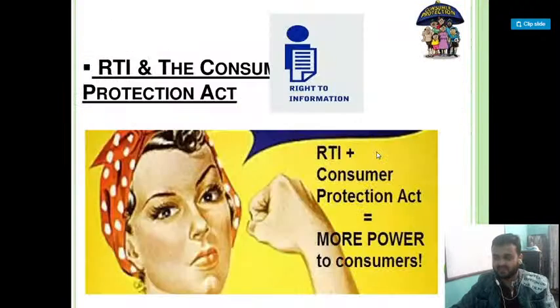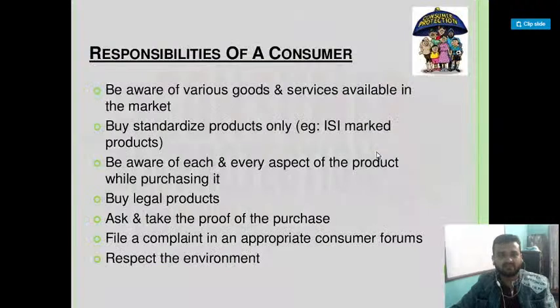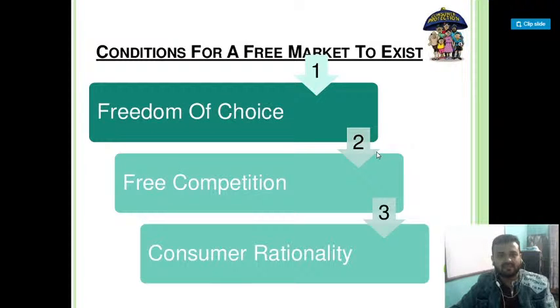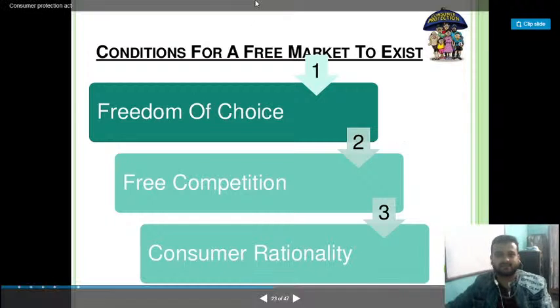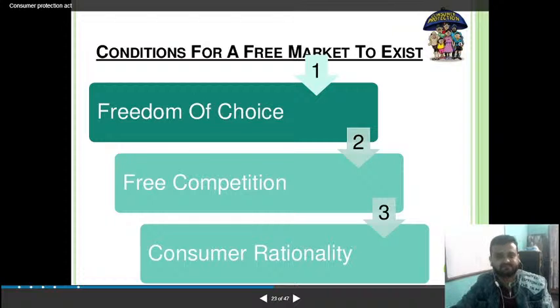Today we'll proceed with this chapter, that is conditions for a free market to exist. What do you mean by the word free market? Free market means the consumer or the customer should have a freedom of choice, there should be free competition, and the consumer should be rational. Understood?